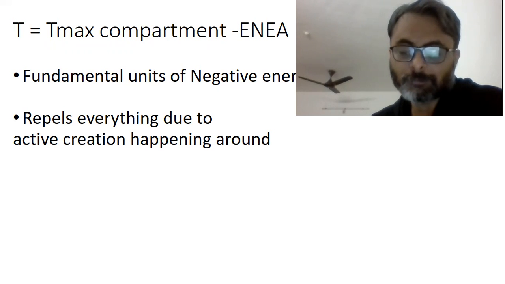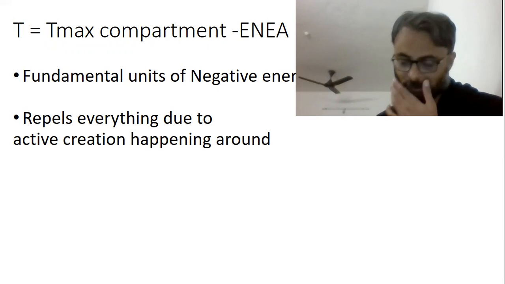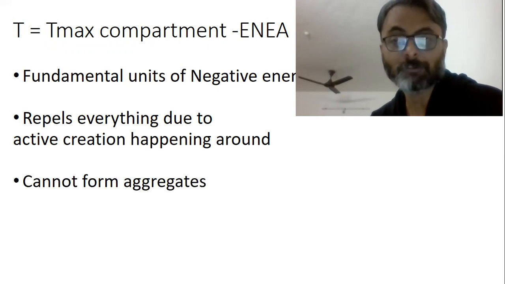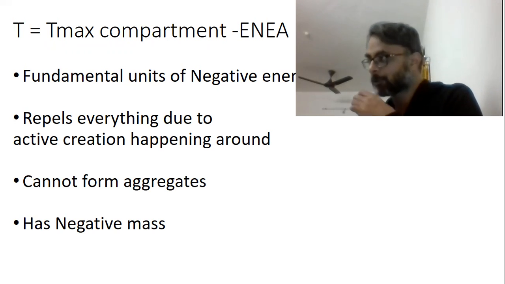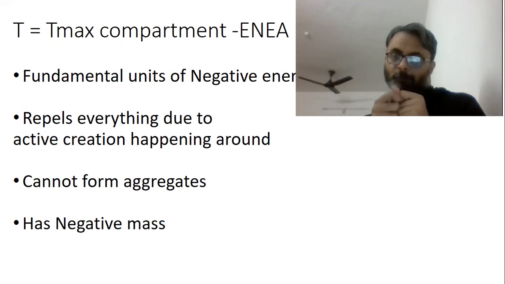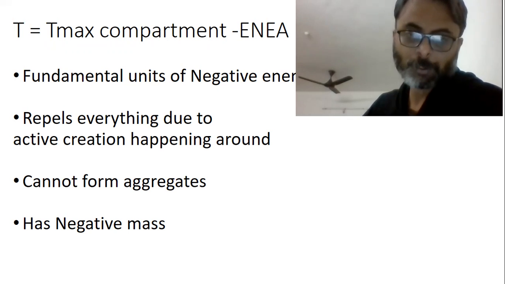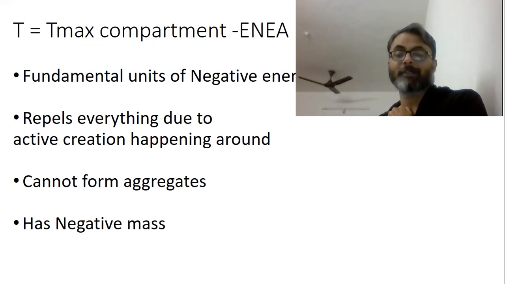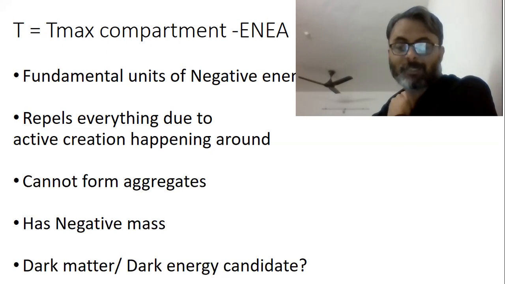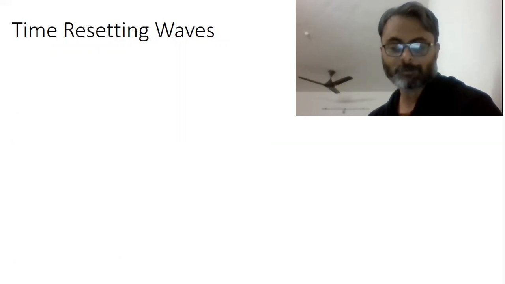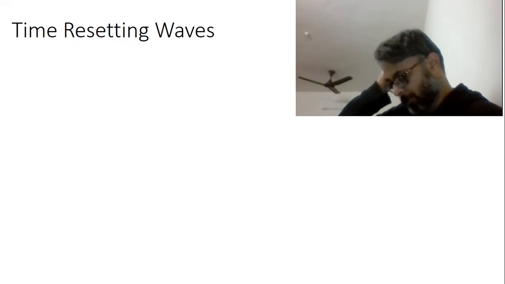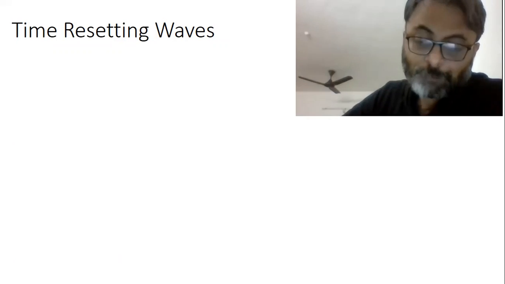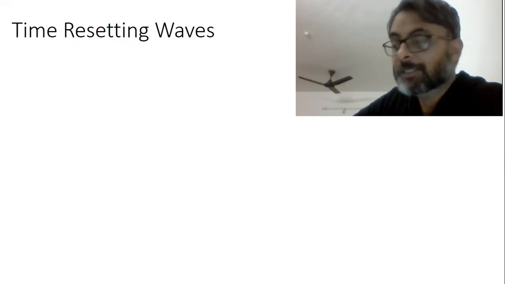Now these repel each other actually. T is equal to T max compartments, if they come close to each other, will repel each other. They have negative volume, they have negative mass, and they cannot form aggregates. T is equal to 0 compartments can form aggregates, but these cannot. They are basically dark matter, dark energy candidates. But anyhow, that's not relevant. So basically, there's a positive energy particle and a negative energy particle.